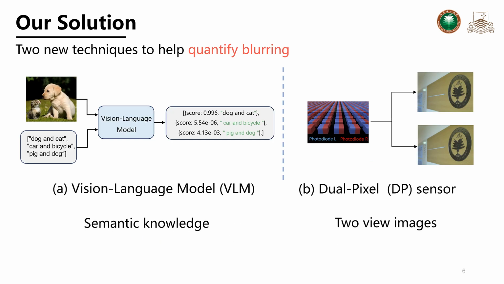A blur map is a quantization of the degree of blur in different regions, and we thought of using two new techniques to quantify the blur. Firstly, we thought of using the rich semantic knowledge of VLM to quantify the blur. Secondly, we thought of a new type of sensor, the DP sensor, which is able to acquire two images in a single shot, and the relationship between these two images can quantify the defocus blur.